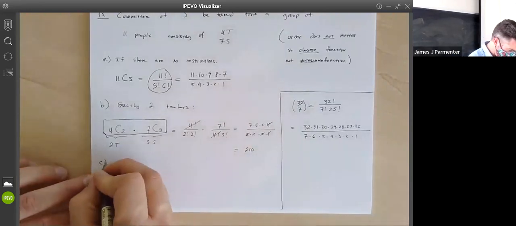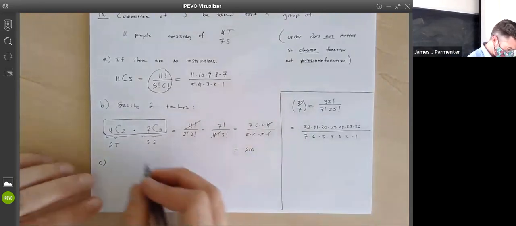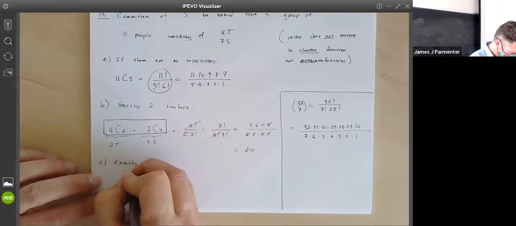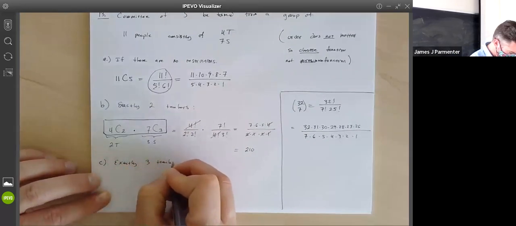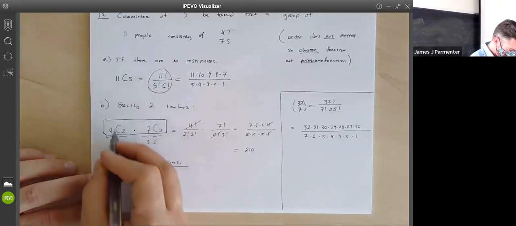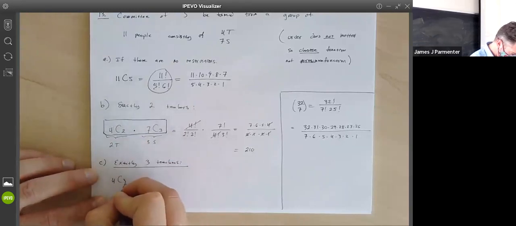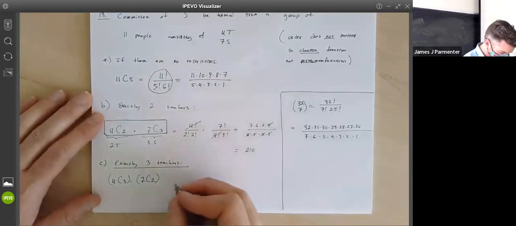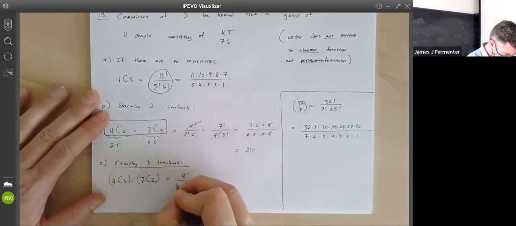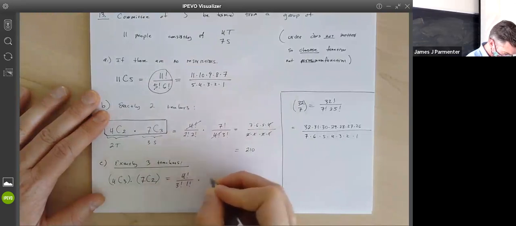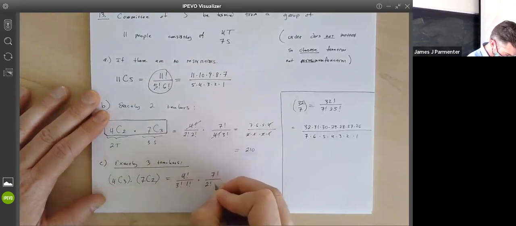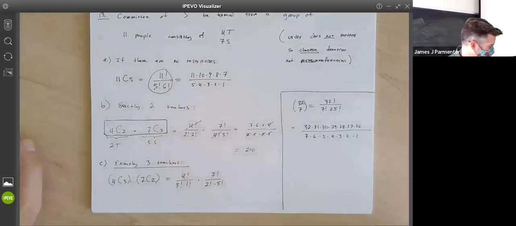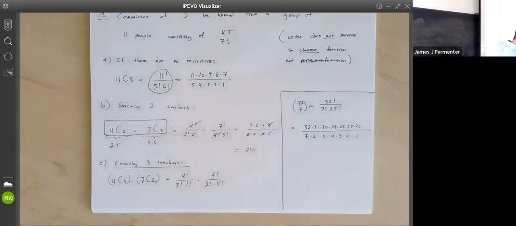So part C is pretty much the same question. Part C is exactly 3 teachers. So if you want exactly 3 teachers, it's going to be 4 choose 3 times 7 choose 2. Which would be 4 factorial over 3 factorial times 1 factorial times 7 factorial over 2 factorial times 5 factorial. I'm going to not simplify it. Although this one would probably be the easiest one of all to simplify.